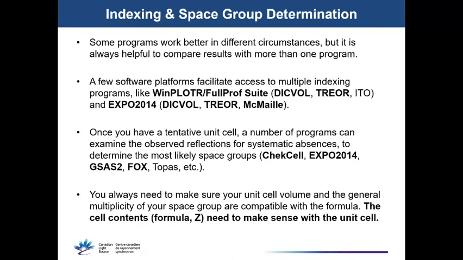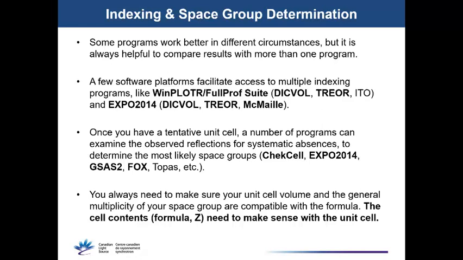And once you've determined what you believe is the correct unit cell, then there are programs that can specifically determine the possible space group by looking at systematic absences in the observed reflections. I often use a standalone program called c.l.s for this, but Expo and GSAS2 can also do this as well.